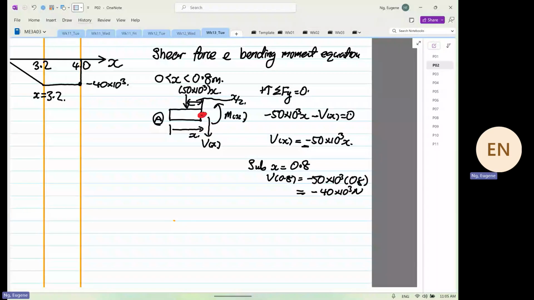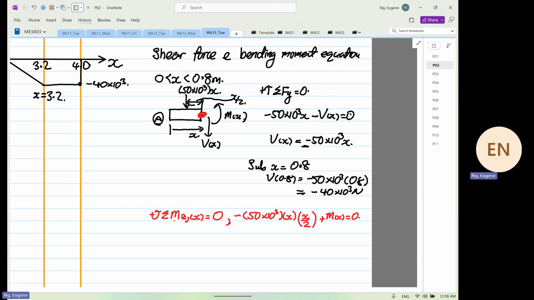Okay. So we are going to do summation moment Z at point X is equal to what? 0. Right? So the 50 times 10 to the power 3 is doing a clockwise rotation. So minus 50 times 10 to the power 3 X. This is the force multiplied by the perpendicular distance, which is X over 2. Right? And then plus M as a function of X.